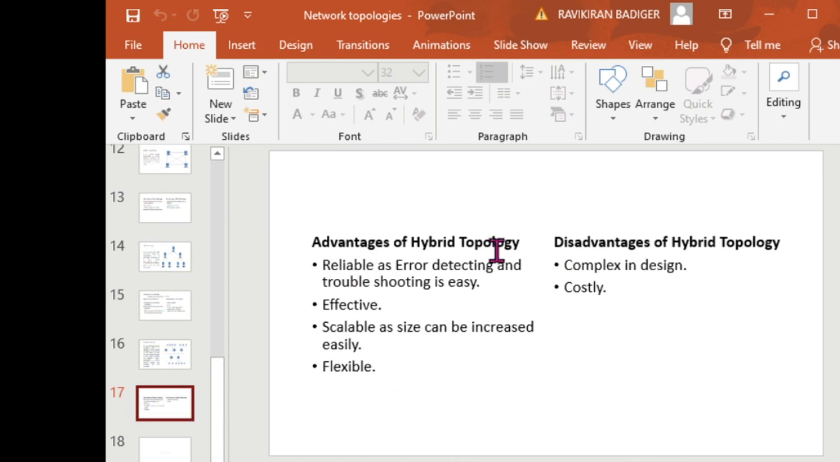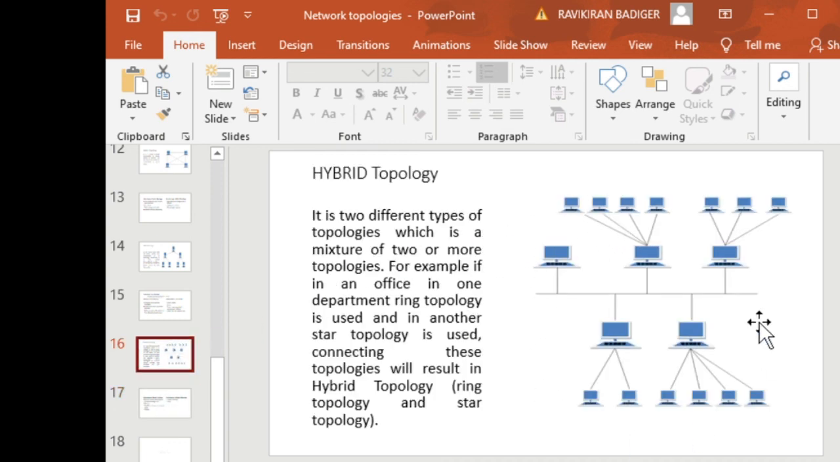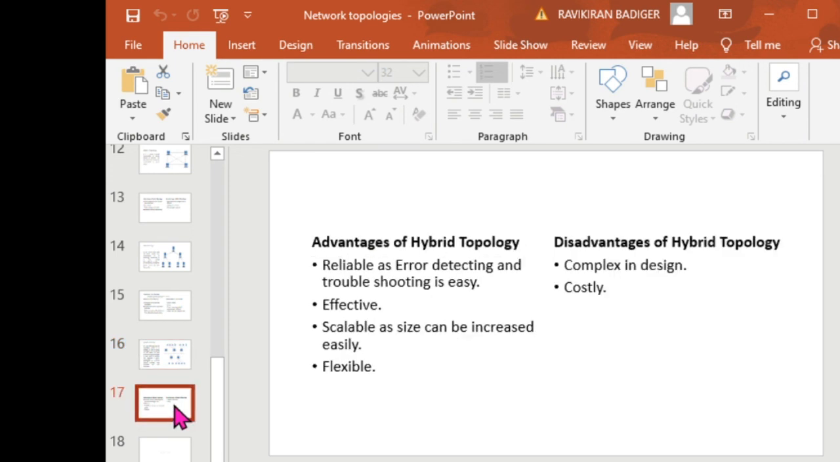So the advantages of this topology: it is reliable, error detection is very easy, troubleshooting is also very easy, and it is cost effective, scalable in size, can be increased very easily, and very flexible. And the disadvantage is it is very complex to design and very costly.